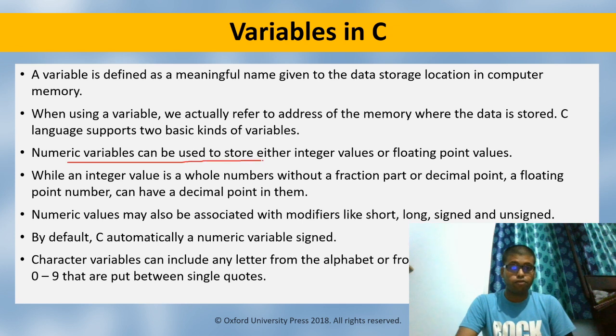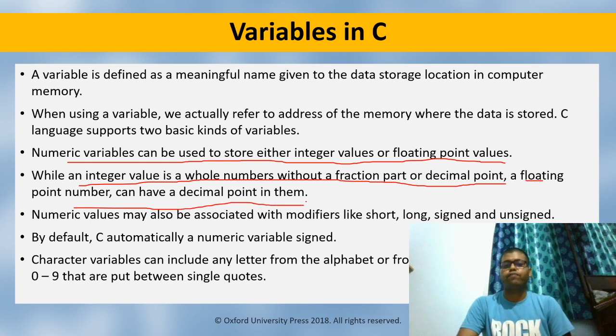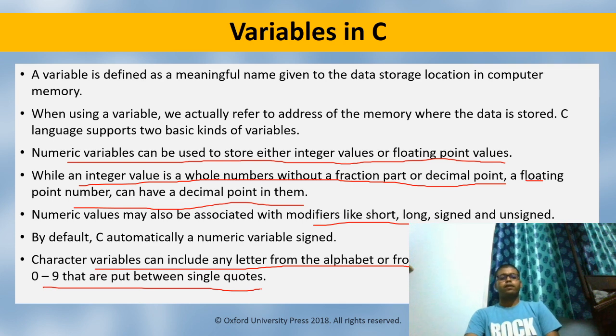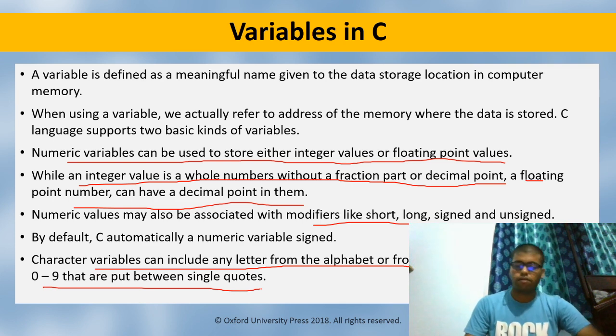Numeric variables can be used to store either integer values or floating values. While integer values are whole numbers without fraction part or decimal part, a floating point number can have a decimal point in it. Okay, it is known to you. The character variable holds any letter from the alphabet or from the ASCII chart, and numbers that are put between single quotes. Okay, so those are character variables. Clear?